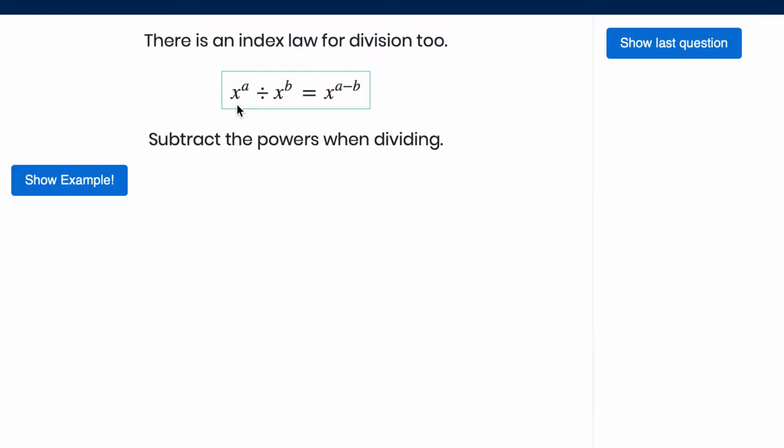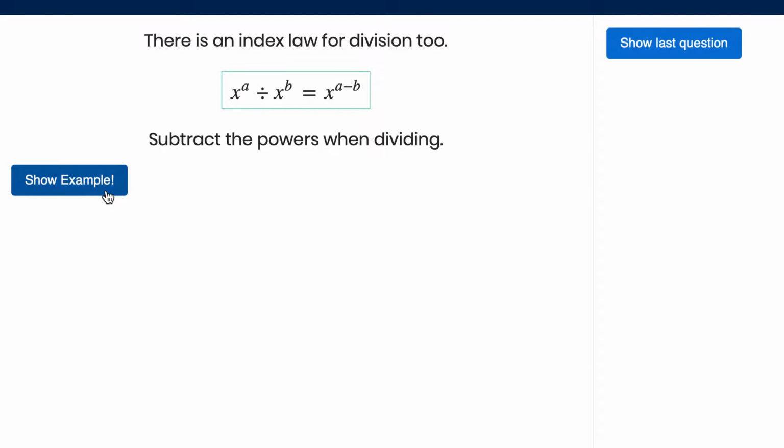The division law is x to the power of a divided by x to the power of b is equal to x to the power of a minus b. So we simply subtract the powers when dividing. You can think of this as the opposite of the multiplication law, where we add the powers when multiplying.